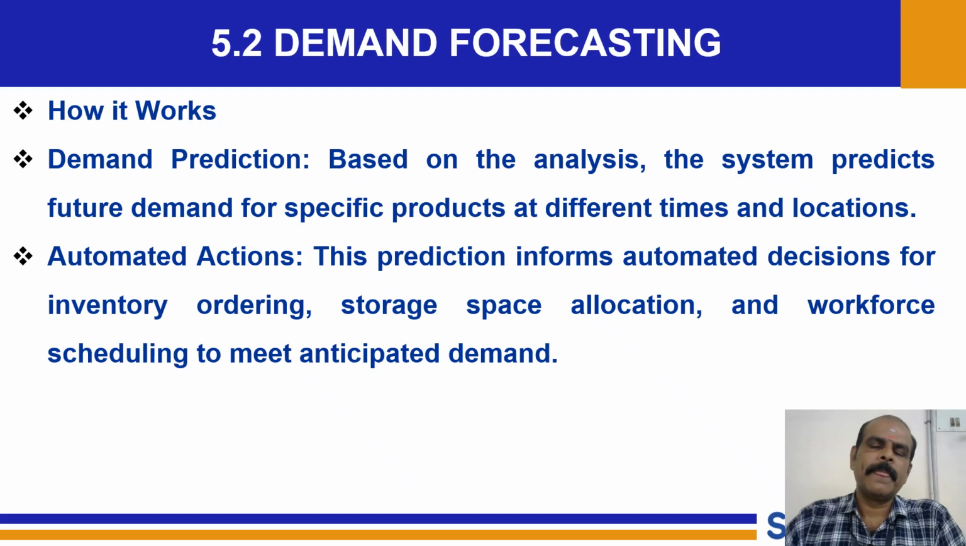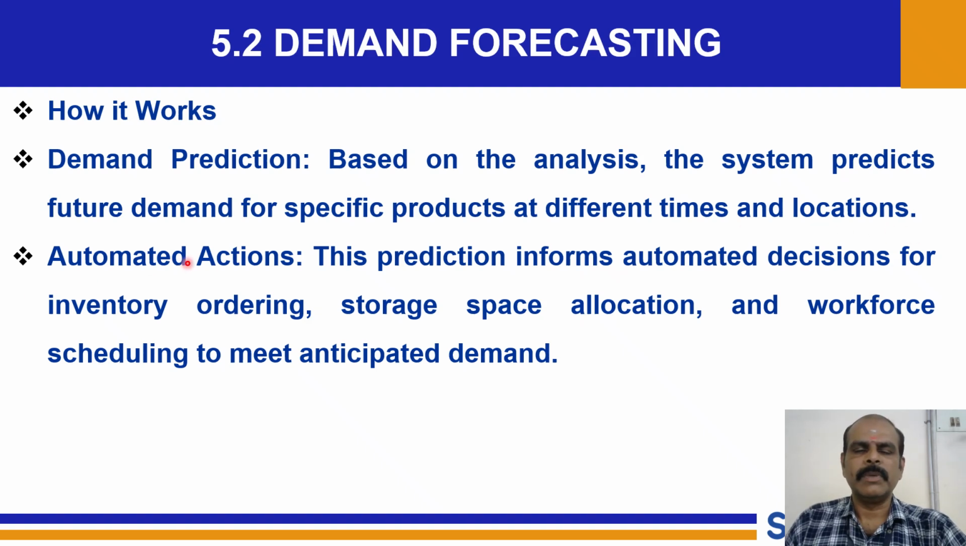Demand prediction. So first the data has been collected, now the data has been analyzed, and say a mathematical model has been developed. Now, demand prediction. Based on the analysis, the system predicts future demand for specific products at different times and locations. So that mathematical model can be applied. See, this demand may not be uniform across the country. Based on the geography, it is definitely going to change. So based on that, we can predict what the demand is going to be.